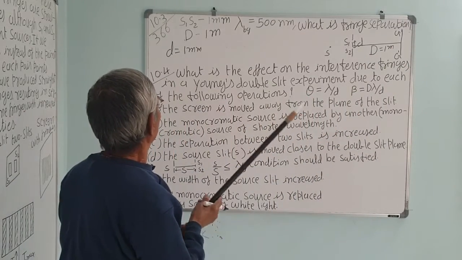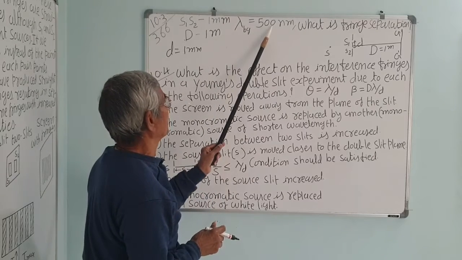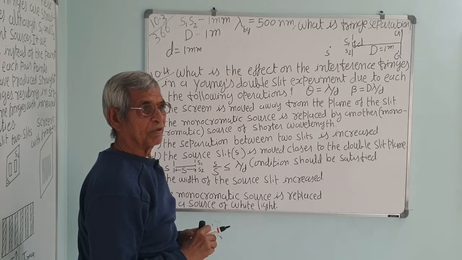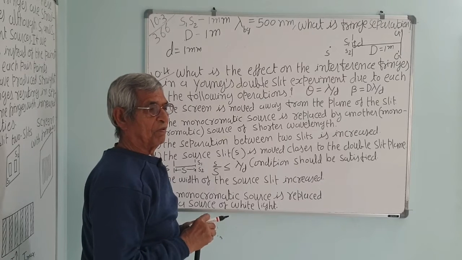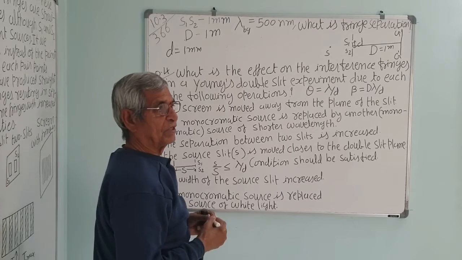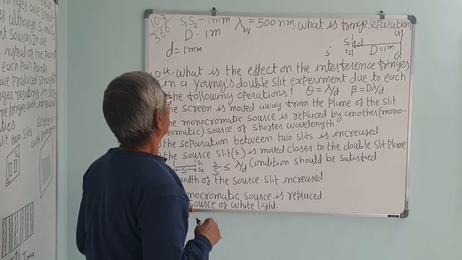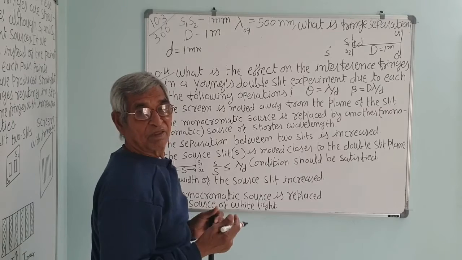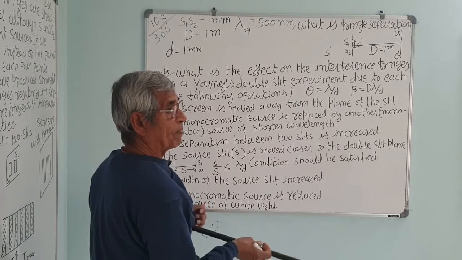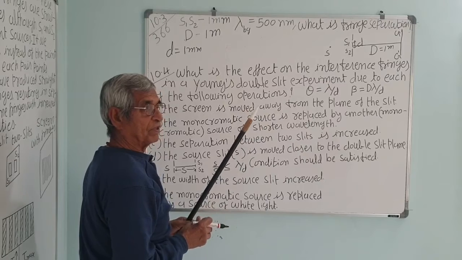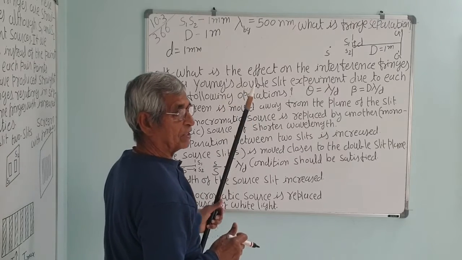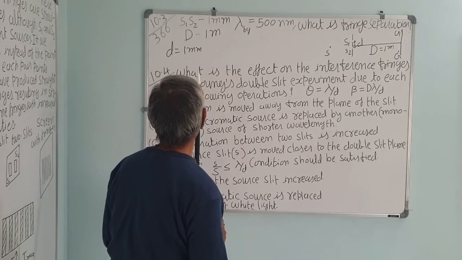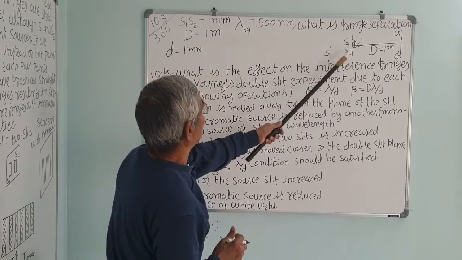Correct. The wavelength lambda of blue-green light used is 500 nanometers. Lambda in visible light varies from 400 nanometers for blue or violet to 750 nanometers for red, and sometimes we use almost 800 nanometers. The yellow light is in between, on average about 600 nanometers or 6000 Angstrom. So what is the fringe separation?